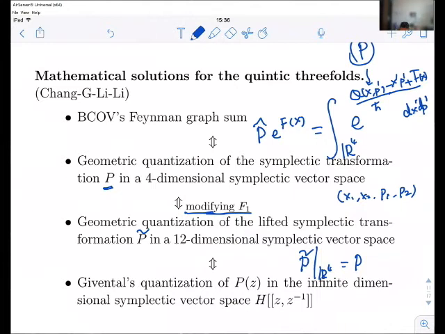So Givental quantization is a quantization in the infinite dimensional symplectic vector space. And you can further lift this P tilde to some symplectic transformation in this infinite vector space. We call it P_Z because it will depend on Z. And then we will find that the Givental quantization exactly recovers this geometric quantization in this case.